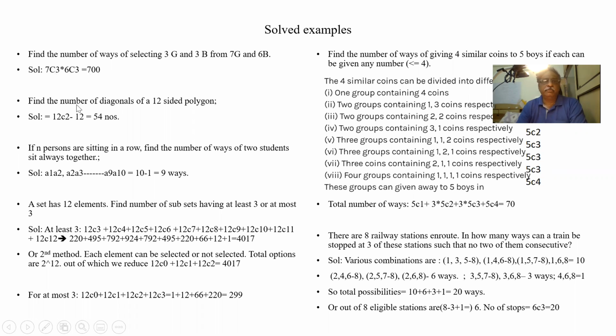Okay. Find the number of diagonals of a 12-sided polygon. So for a diagonal, you need 2 points. So 12C2 gives that many lines, but adjacent points cannot be joined; sides cannot be diagonals. So 12C2 minus 12, that is 54.